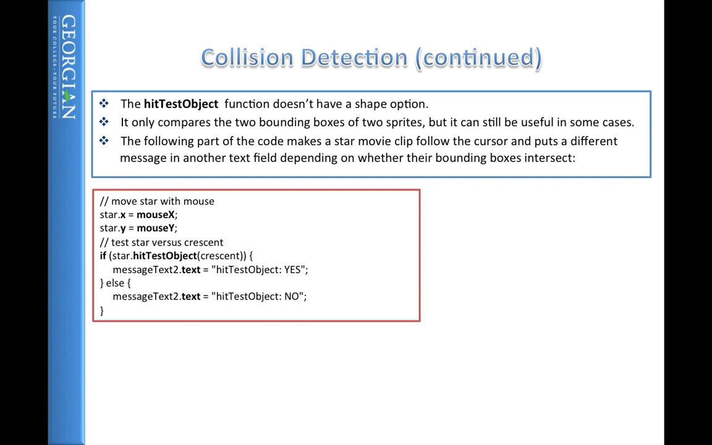Hit test object works a little differently. It says, here's my star, one type of sprite. Hit test object with the crescent, the other object. And if they cross, you get a collision. Great for basic collisions, but bad if they're not square, because you're going to get that problem where you have two squares, but the object's in the middle, and then they're going to collide.